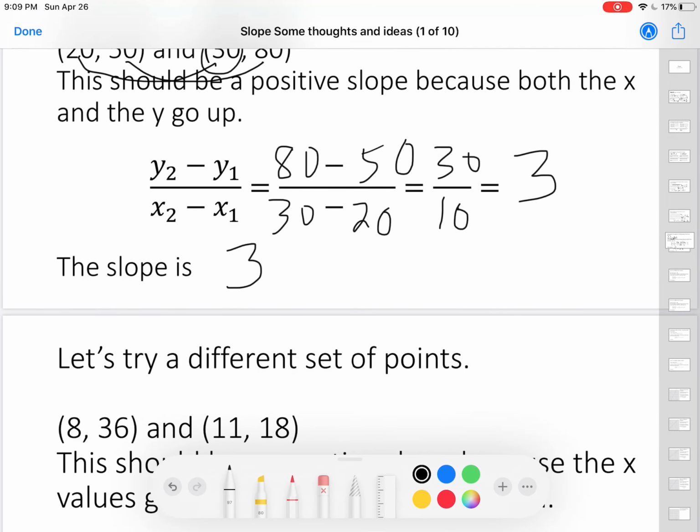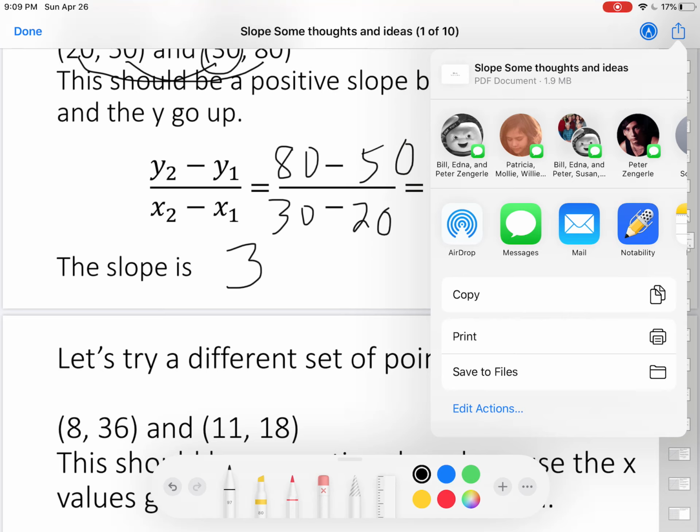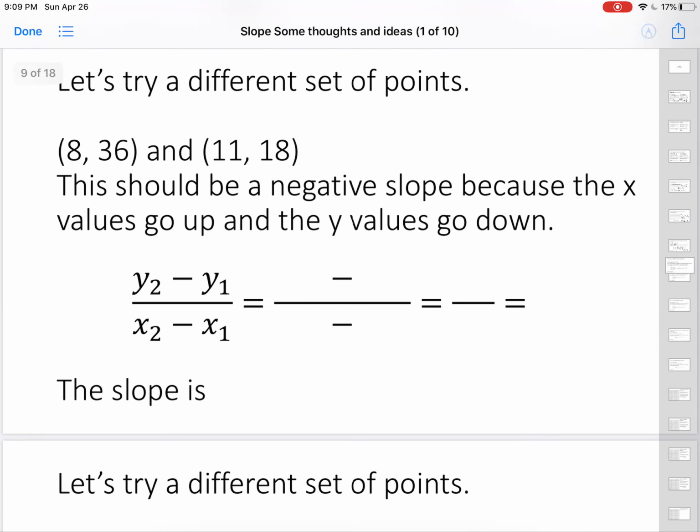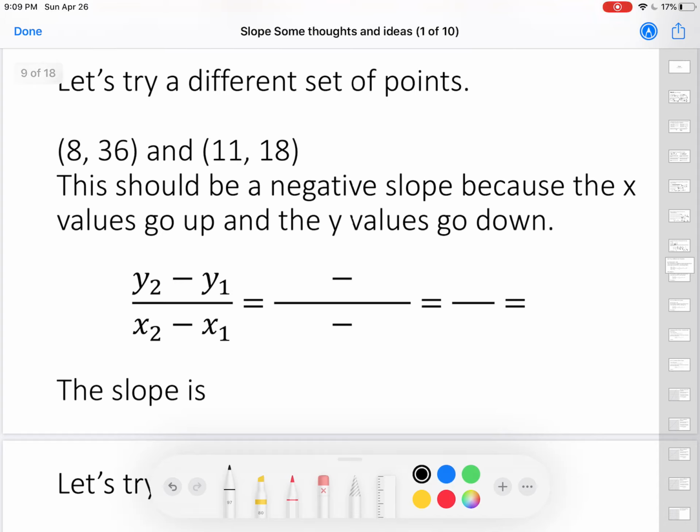The slope is 3. Notice I don't bother putting 3 over 1. 3 over 1 simplifies to 3. You always want to simplify as far as you can. Let's try a different set of points. Okay, ready. (8, 36) and (11, 18).